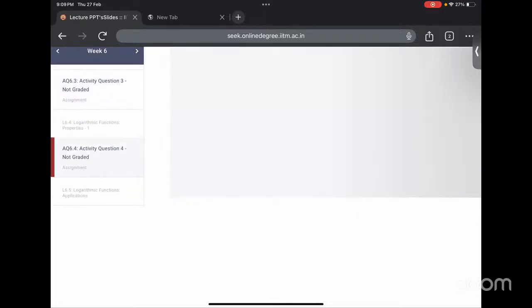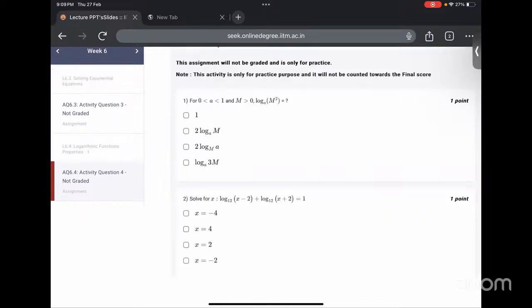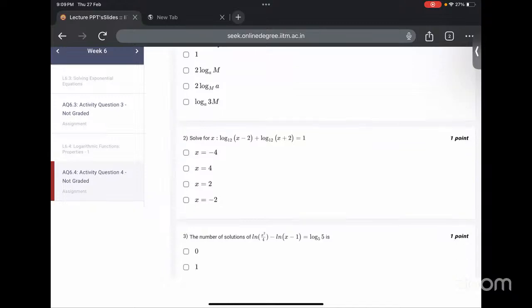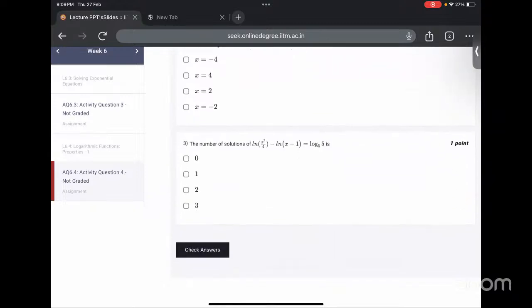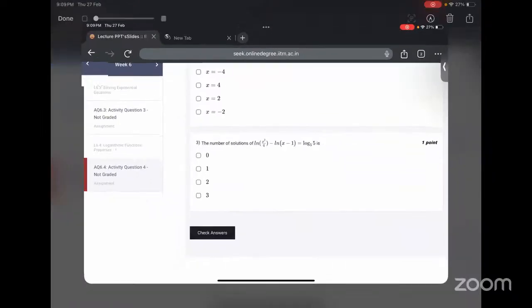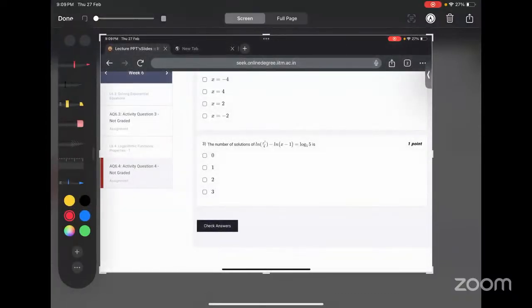Ma'am, how can you find the number of solutions in a logarithmic function? Okay, so for that, you have to first solve the given equation. Then you have to check for which values the function can be defined. And you have to take those values, then you can find the number of solutions. Let us solve this problem. Okay, ma'am.